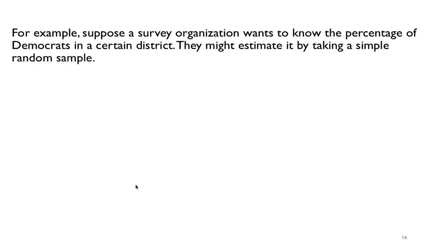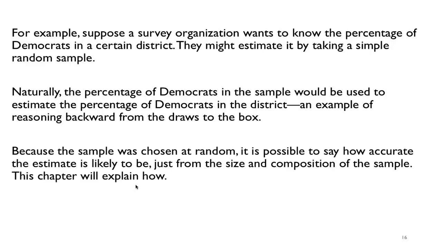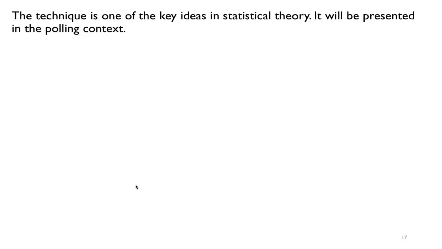So suppose that a survey organization wants to know the percentage of Democrats in a certain district. We might estimate that by using a simple random sample. And so we're going to use the percentage of the Democrats from the sample to say something about the percentage of Democrats in the entire district. So we're going from the draws to the box, the sample to the population. Okay, and so this is the idea of just polling, taking surveys and trying to learn about some population parameter.